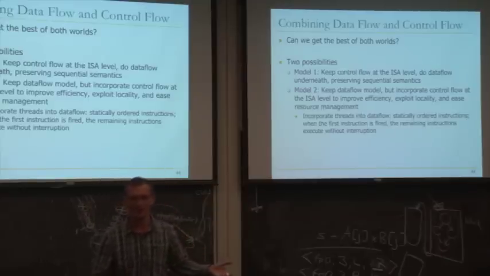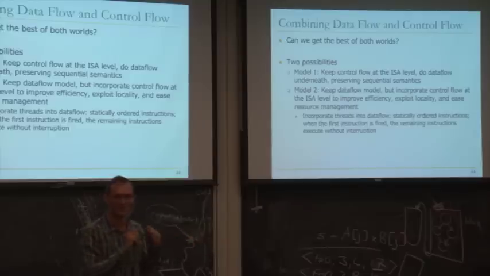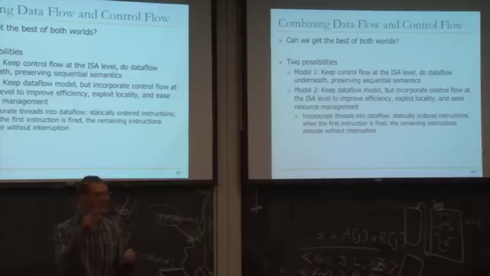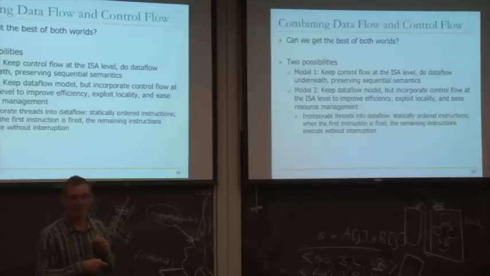Of course, you cannot do full data flow. That's why it's called restricted data flow. Because if you keep control flow, you get the inefficiencies of control flow also, which is sequencing through the code. But you can sequence through maybe a window of the code and do data flow within that window. This preserves sequential semantics, makes programmers' life much easier, but also gets some of the benefits of data flow without the downsides.